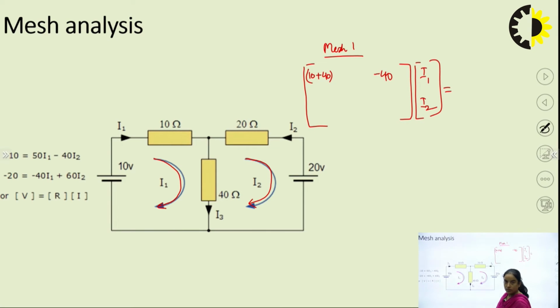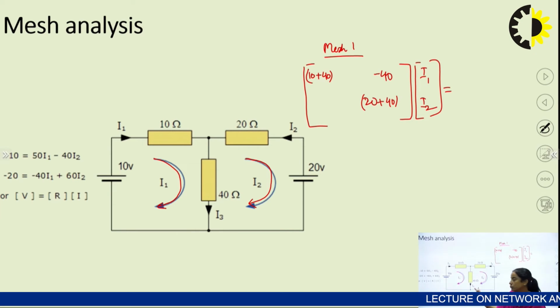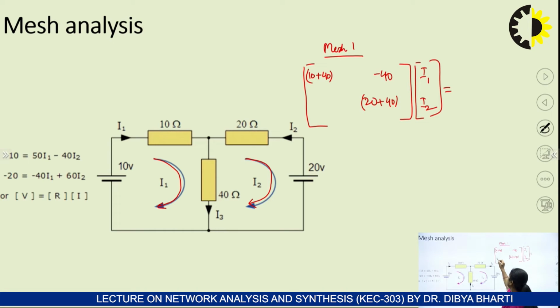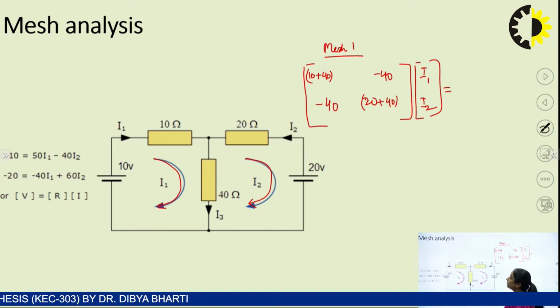Now in this second mesh, what is the resistance that current I2 is facing for this individual mesh? That is 20 and 40. So write that as 20 plus 40. Now see what is the resistance that is linked between I2 and I1. Again that is 40, so write that with a negative term.